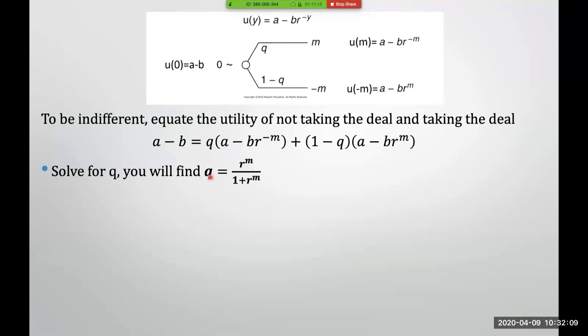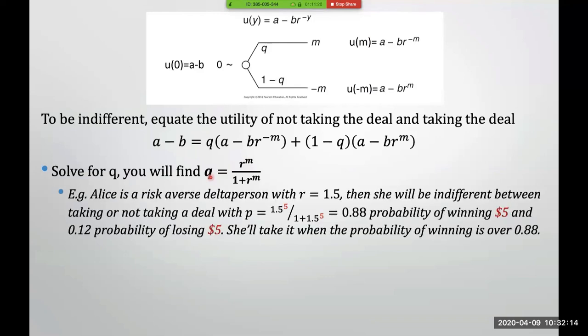So applying this formula to a specific example, again, we're looking at Alice, who is a risk-averse Deltaperson who has an R of 1.5 in her utility function. Now we're interested in what kind of a probability of winning would make Alice indifferent between not taking and taking a deal where the price is either $5 or negative $5. And then we just plug in this. We just use this formula to look for that probability.